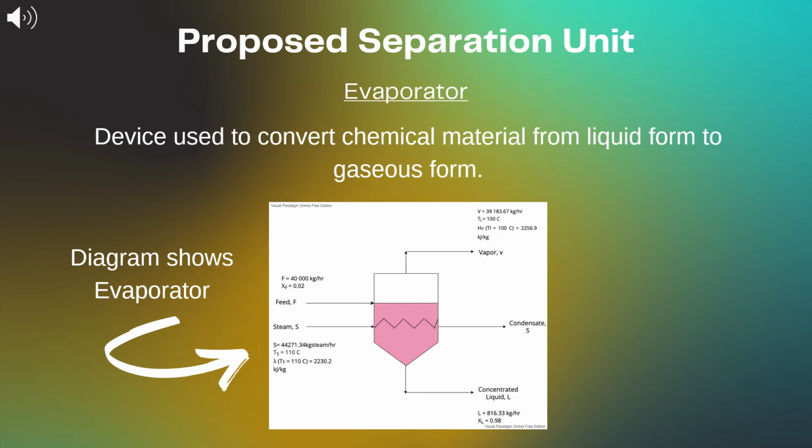Hello, this is Auni and I will be presenting on the proposed separation unit. An evaporator is used as a separation unit in this process as we aim to achieve quality biodiesel, due to the need to remove water vapor. An evaporator is a device used in the process of converting a chemical material such as water from its liquid form to its gaseous form, vapor. In the process, the liquid is vaporized into a gas form of the targeted ingredient.